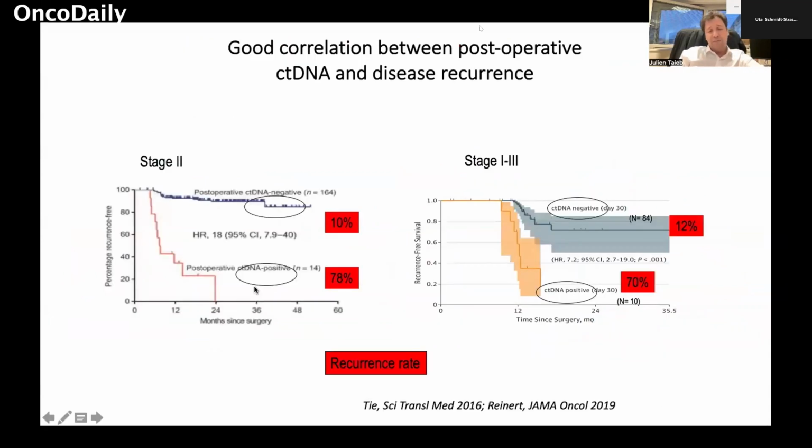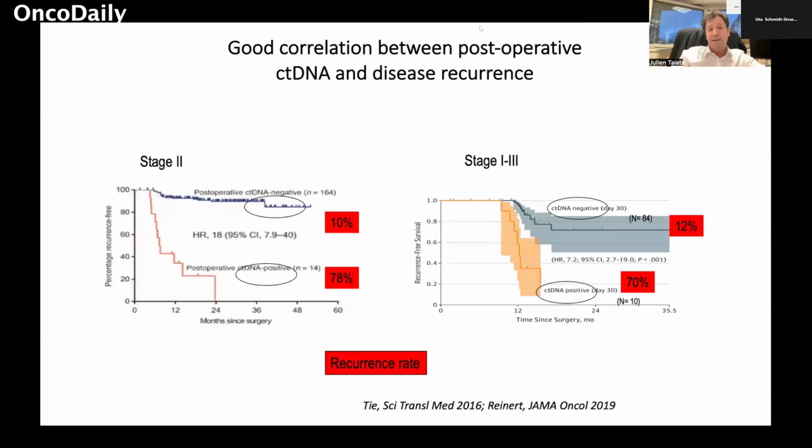The first publication by our friends from Australia and northern countries show that the performance of ctDNA is very good, as you can see on this slide. But the number of patients with positive ctDNA were 14 and 10 in these two, I would say, initial publications, but discriminating very well between patients that will recur and the ones that will not recur.